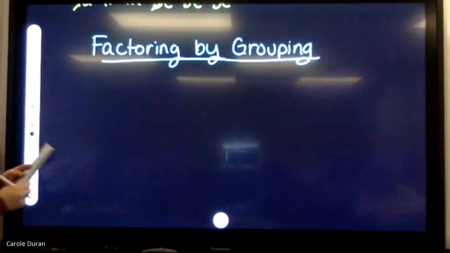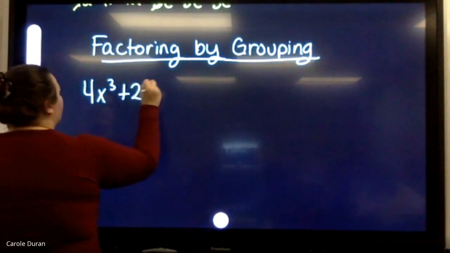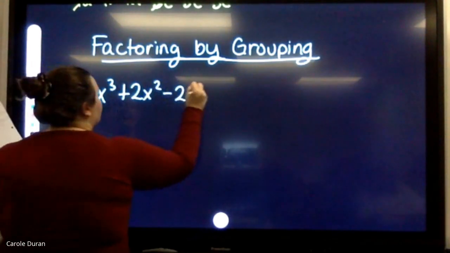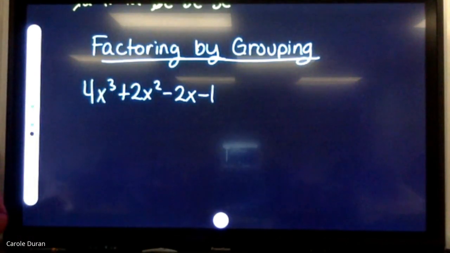So let's say I'm starting out with 4x cubed plus 2x squared minus 2x minus 1. And I would like to factor it. I know, you're going to think you can't do it. That's okay.